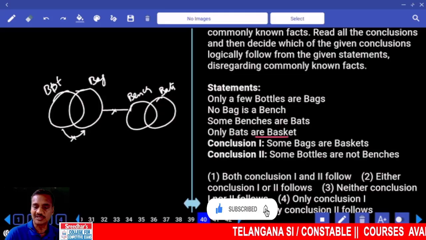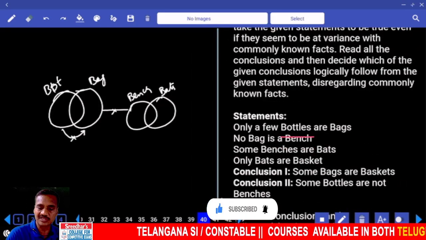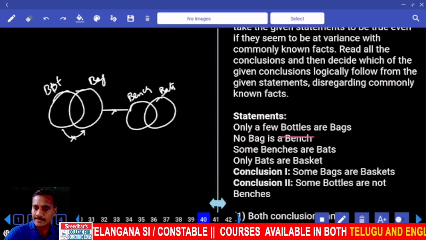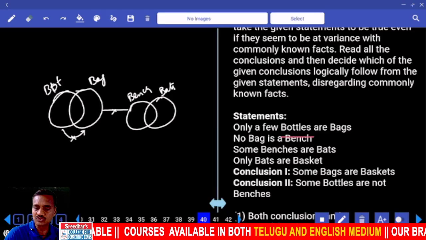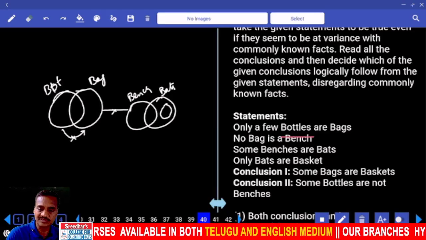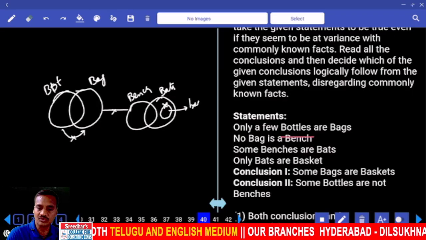Only bats are basket is also there. Only bats are basket. That means this basket belongs only to bats. Now this is the basket, isn't it? Now this basket belongs only to bats.